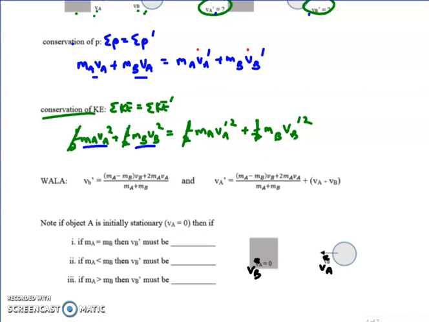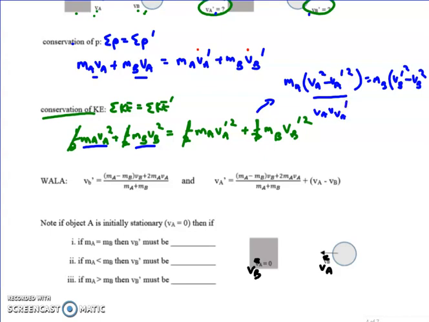So what I can say, without getting too bogged down in the details, so I'm just going to move up here because that's where I have space, is I can say MA, and I'm going to factor out the MA, VA squared minus VA prime squared is going to equal MB, VB prime squared minus VB squared. Okay, so you can factor this out to VA minus VA prime. Sorry, my handwriting's getting all messy here.